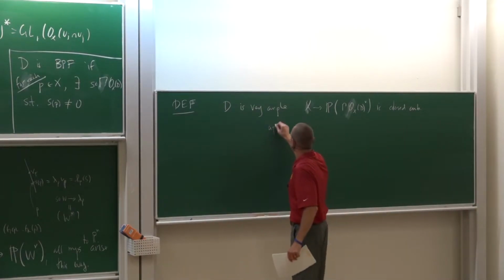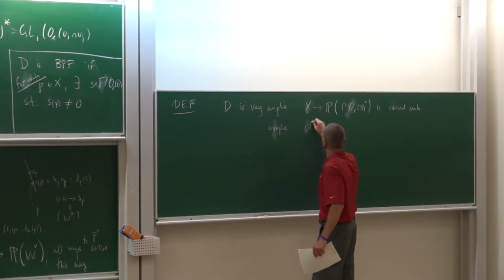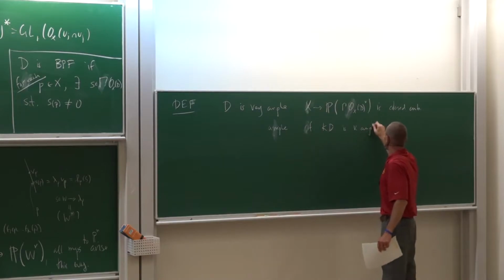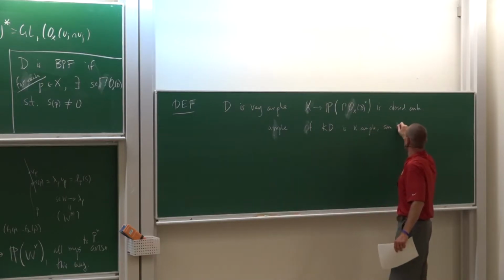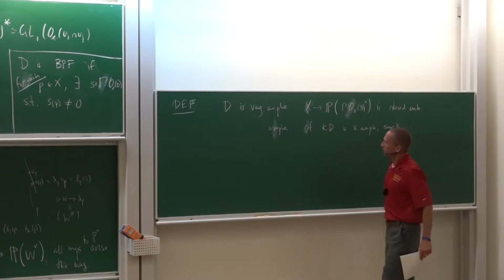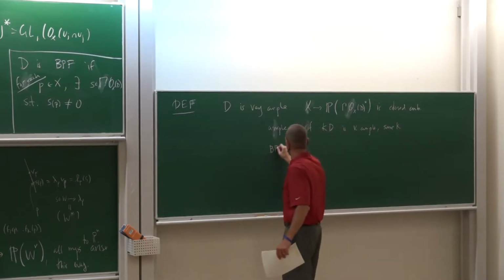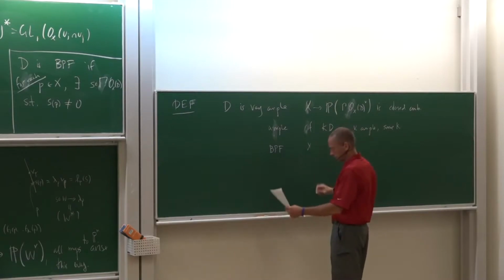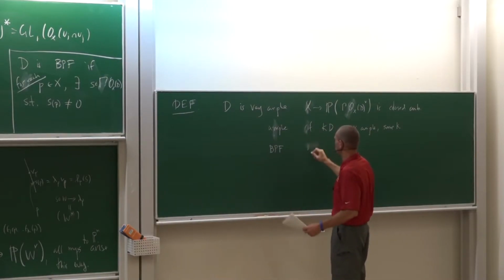Ample if some power KD is very ample, for some K. And base point free if the corresponding map is base point free, which we've already defined.